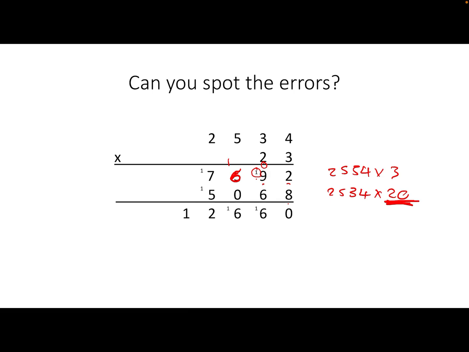So now I've got 2 times 4 is 8. Ooh. 2 times 4 is 8, but 20 times 4 is 80. So we need to remember that placeholder, because 2 times 4 is 80. So actually everything needs to jump over one set. 2 times 4 is 80. So now we've got 80.